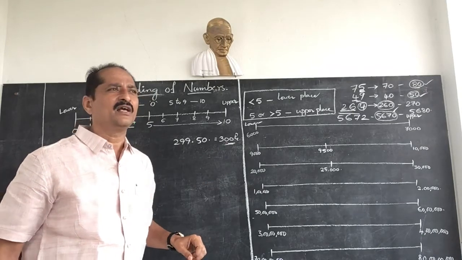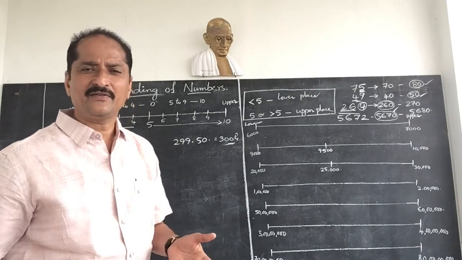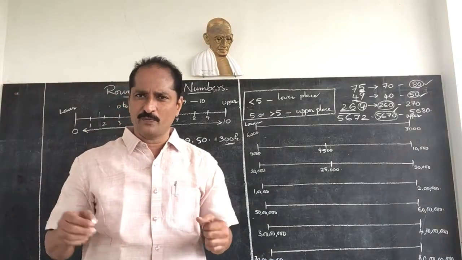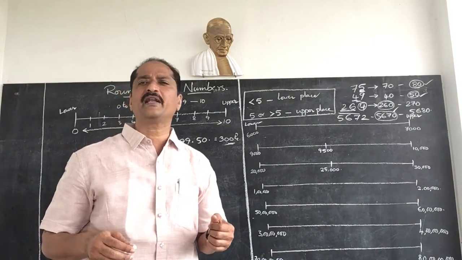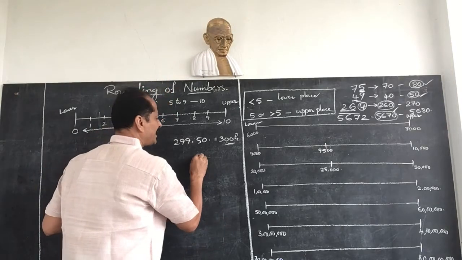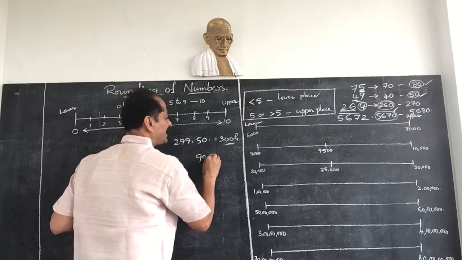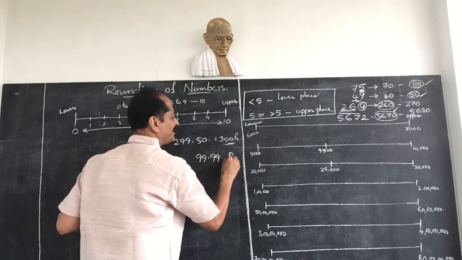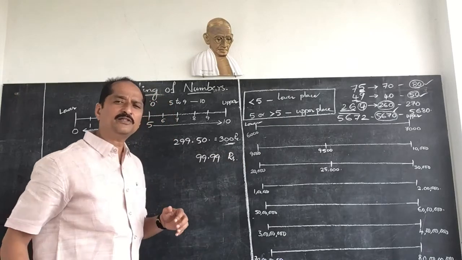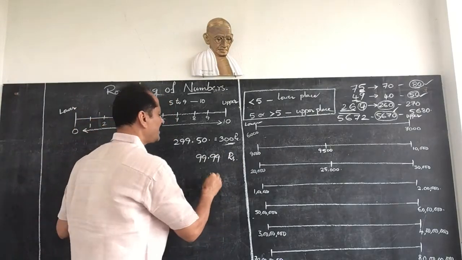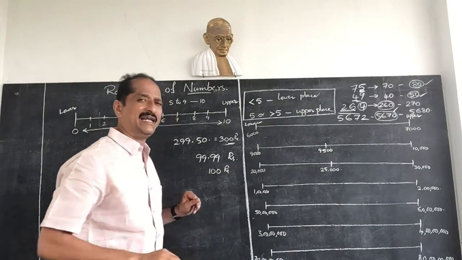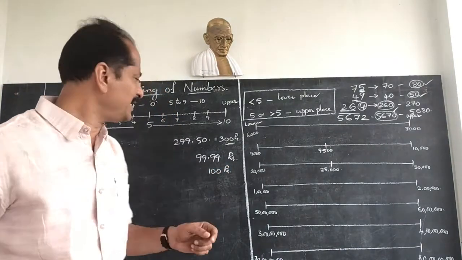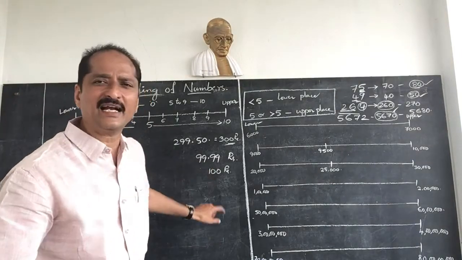For example, in olden days, if you went to a Bata Chappal showroom, what would he ask? What will be the cost of one pair of chappals? 99 rupees 99 paisa. Like that he will do. But how much will we pay him? We will pay that shopkeeper 100 rupees. And will we ask how much 99.99 is less than 100?